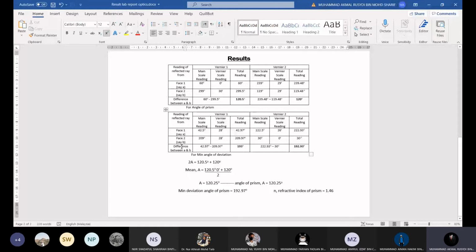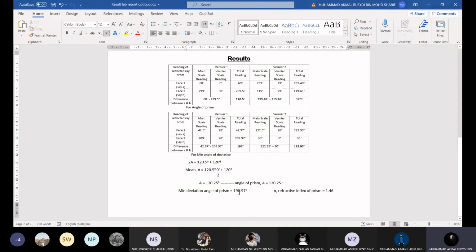So first is for the angle of prism. The calculation to find the mean is 2A equals the difference that we get from vernier 1 and vernier 2. We add both of them, and then we divide by 2, and then we get the angle of prism. This is our result, 120.25 degrees. And then for the second table, we do the same thing. We find the mean between vernier 1 and vernier 2 total reading.